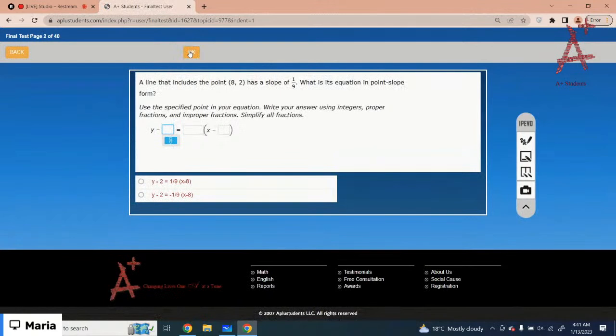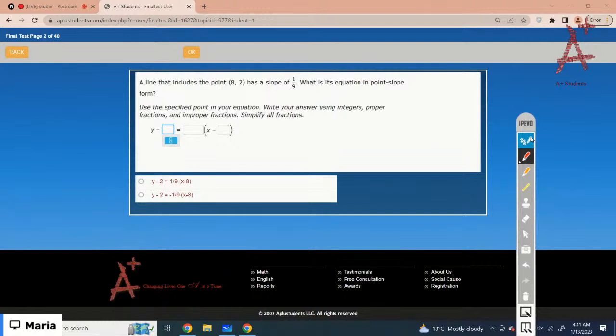The next one is a line that includes the point (8, 2) and has a slope m. What is the equation in point slope form? You have to write the equation. So the point slope form is y minus y1 equals m times x minus x1. Got it? That would be m, and that is x1 and y1. So it would be y minus 2 equals 1 over 9 times x minus 8. Got it? So the correct option is y minus 2 equals 1 over 9 times x minus 8. Just select the correct option, then click on the OK button.